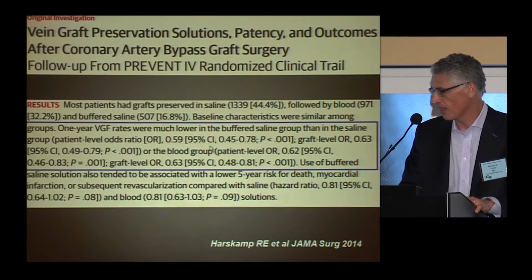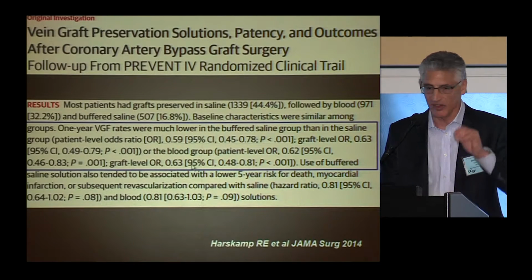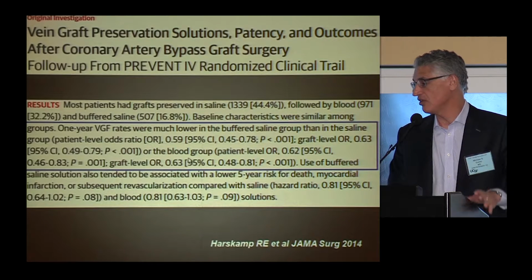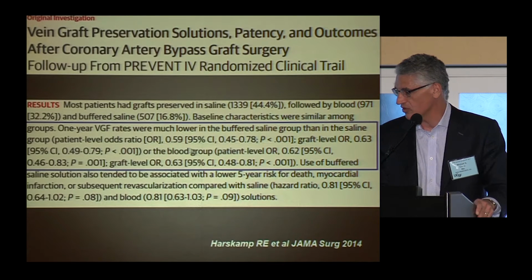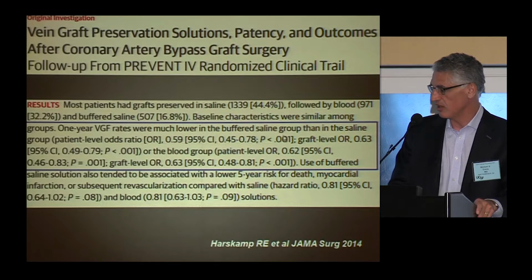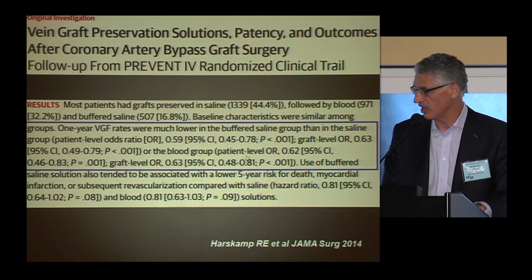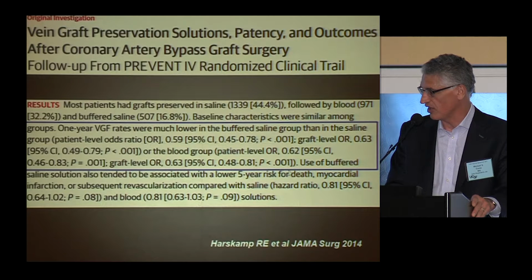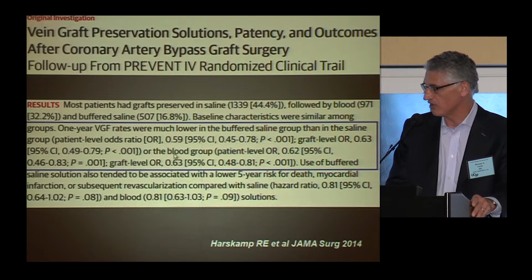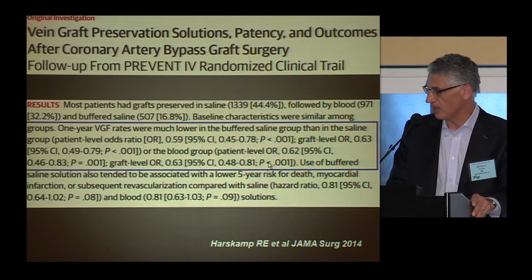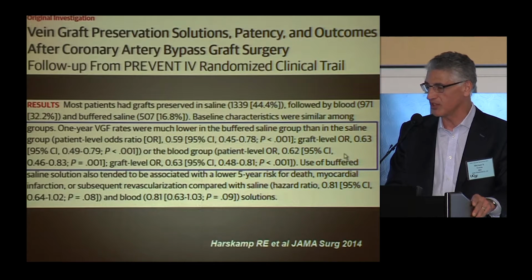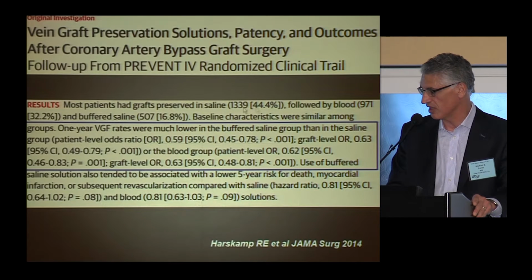Some of the best data on the harvest solution comes from the coronary literature. This is the PREVENT IV trial, and I'll just point out that in this study, no specific formulation was prescribed by the investigators. So some patients got buffered saline, regular saline, or even heparinized blood. And heparinized blood and non-buffered saline did much more poorly than buffered saline in this study.